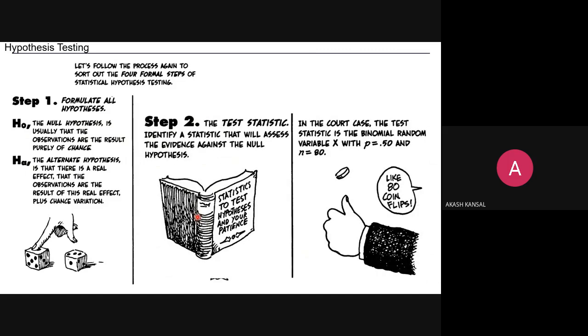Step 2 in hypothesis testing is the test statistic. We need to identify some statistic that will assess the evidence against the null hypothesis in favor of the alternate hypothesis. For example, in the court case, the test statistic is the binomial random variable with p of 0.5 and n of 80.